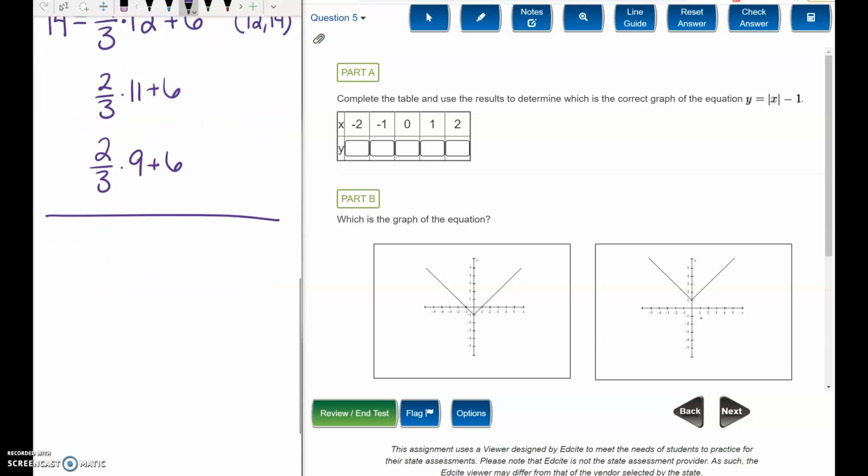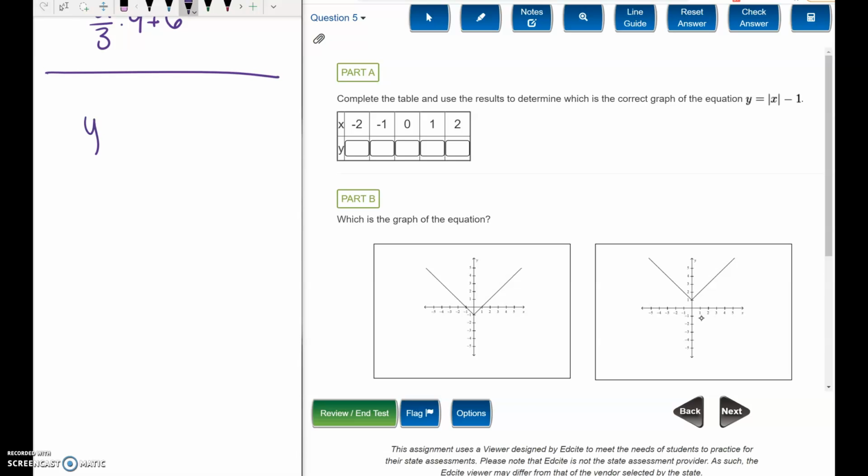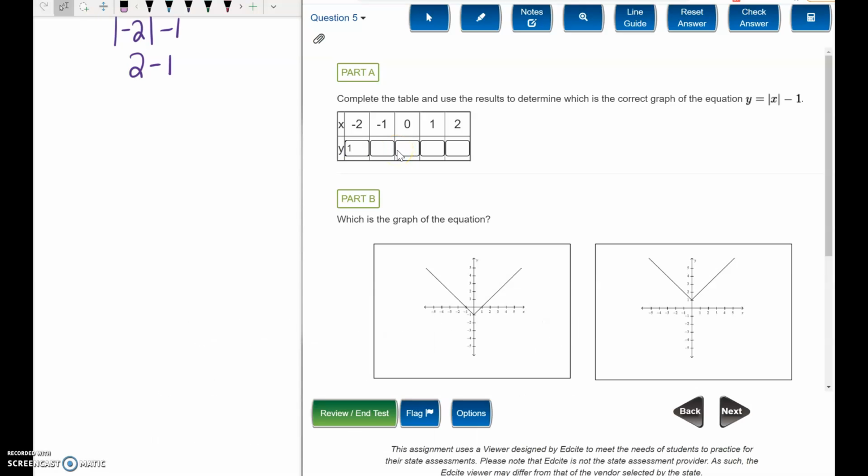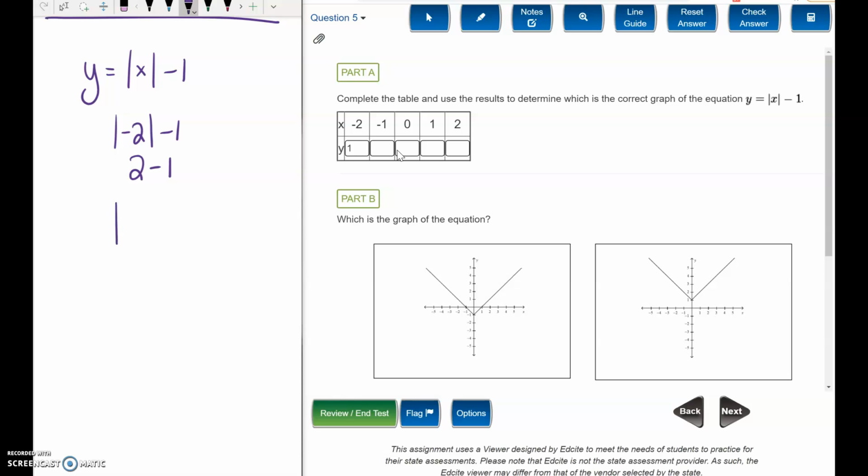Complete the table and use the results to determine which is the correct graph of y equals the absolute value of x minus 1. So you have to plug each x value in. So if I plug in -2, what is the absolute value of -2? +2. And +2 minus 1 is 1. So in this box, you would type in 1. Then do the same thing with -1. Absolute value of -1 is 1, and 1 minus 1 is 0. Absolute value of 0 is 0. 0 minus 1 is -1.